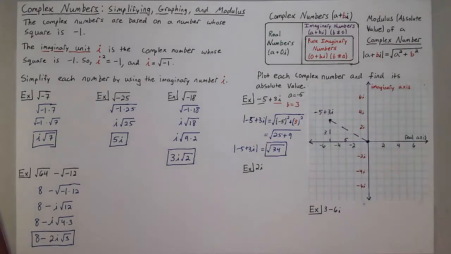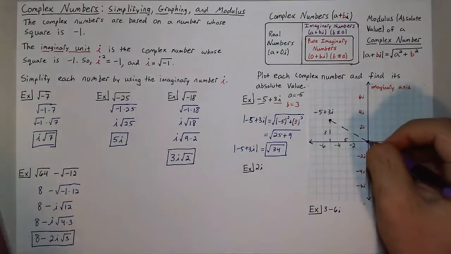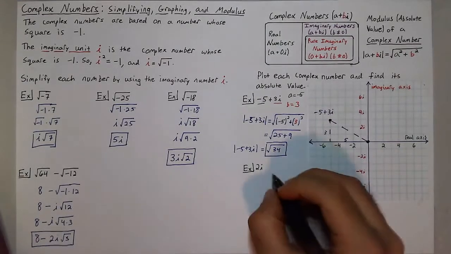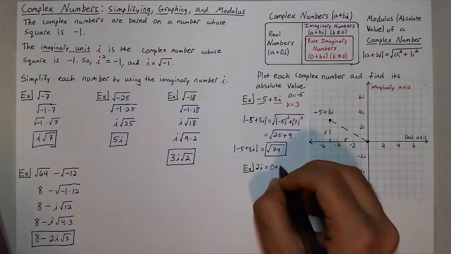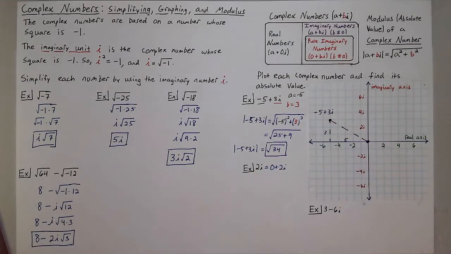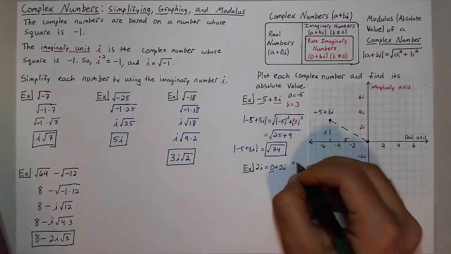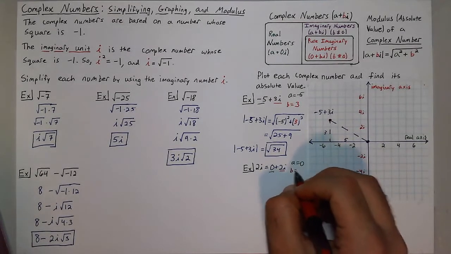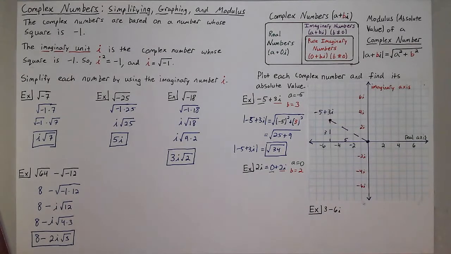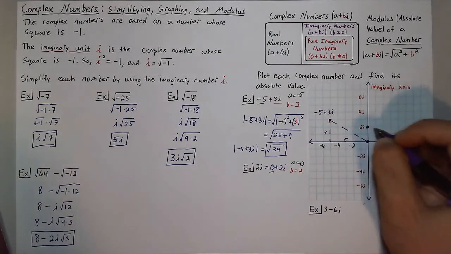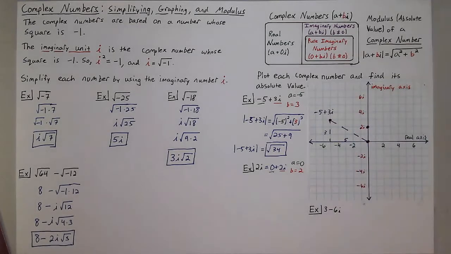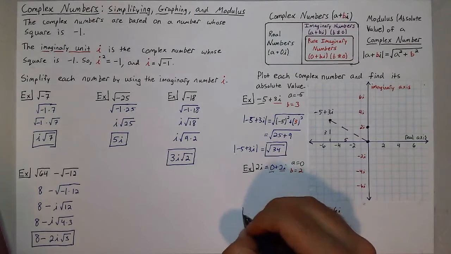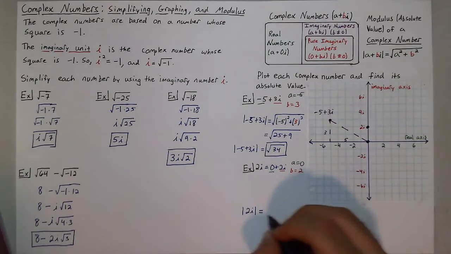Now let's look at another example. Let's say it's just 2i. So 2i would be 0 for the real part, because I can see here that would be 0 plus 2i. So the real part of this number is 0, and the imaginary part is 2i. So when I go to graph it, I just go to 2i, and just looking at that, I can see what that distance is from the origin. That is just 2 units away. So I would imagine that the absolute value of 2i should be just 2.